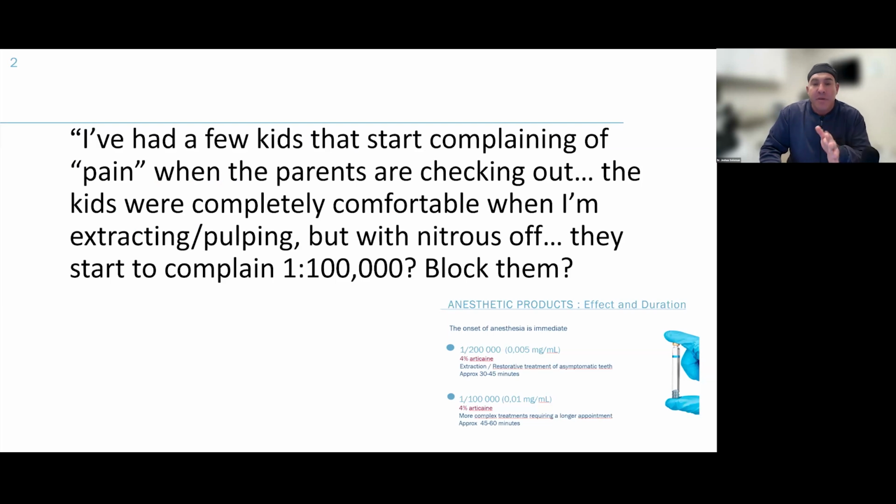All right. This is a big one. I've had a few kids that start complaining of pain when they're actually checking out, and the kids were fine during the procedure.